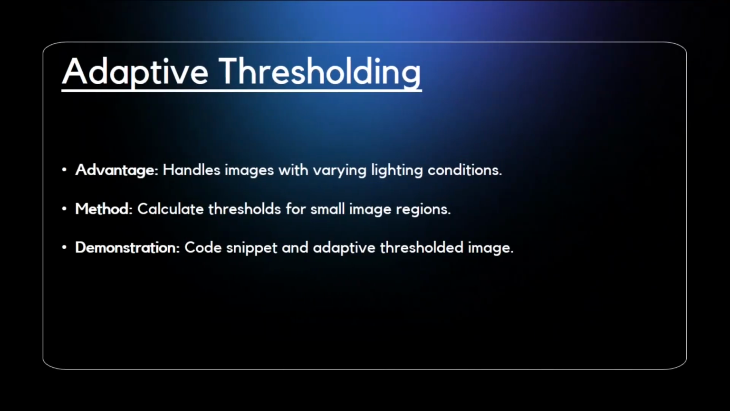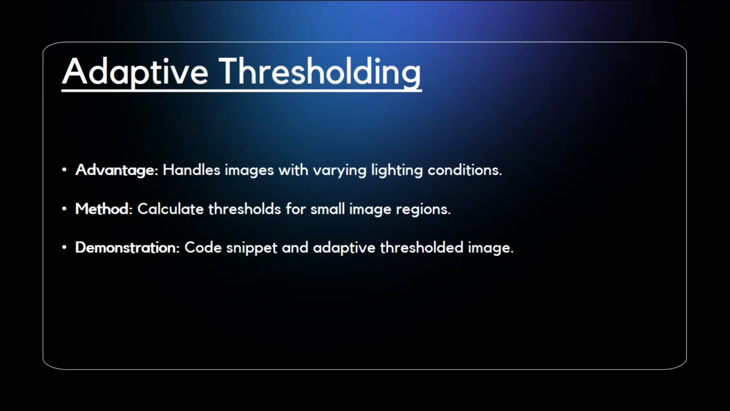Now, what if our image has varying lighting conditions? This is where adaptive thresholding comes into play. Instead of using a global threshold value, adaptive thresholding calculates thresholds for small regions of the image, making it suitable for handling images with non-uniform illumination.